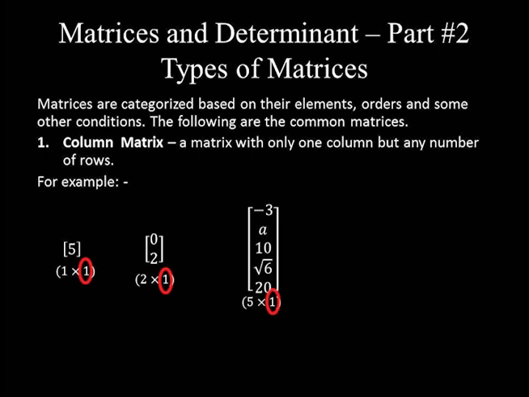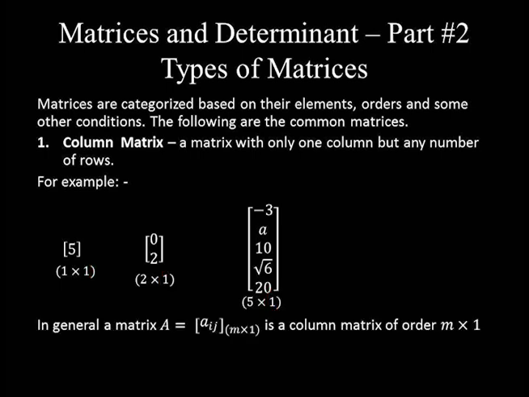For a matrix to be categorized as a column matrix, we shouldn't bother about the number of rows or the number or type of elements or any other parameters. What's expected from us is just to check whether that matrix has a single column or not. If it has a single column, that's called a column matrix, otherwise it's not.